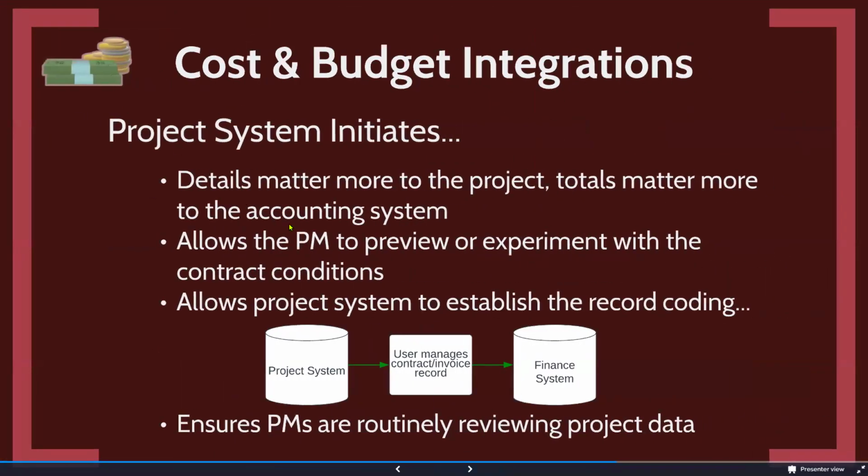And here's why I think it's better, and this is just Kevin's opinion, if the project system initiates: because the details matter more to the project. Typically, does the finance department really care that you have this $100,000 contract with a design firm? Do they really need to know? Are they really going to track, are they really going to code, everything that you're going to do, all the little tasks and scope elements? Typically not. And so the details matter more to the project.